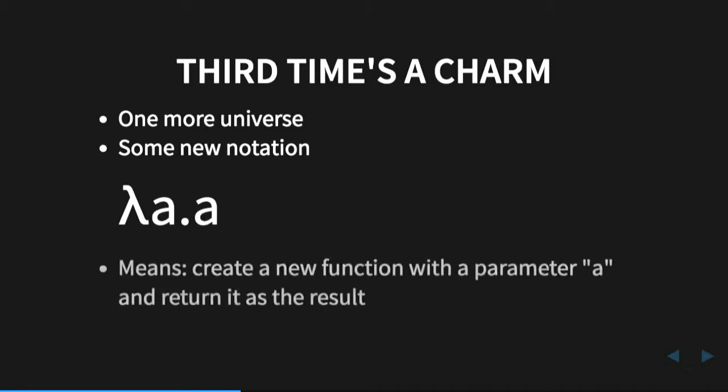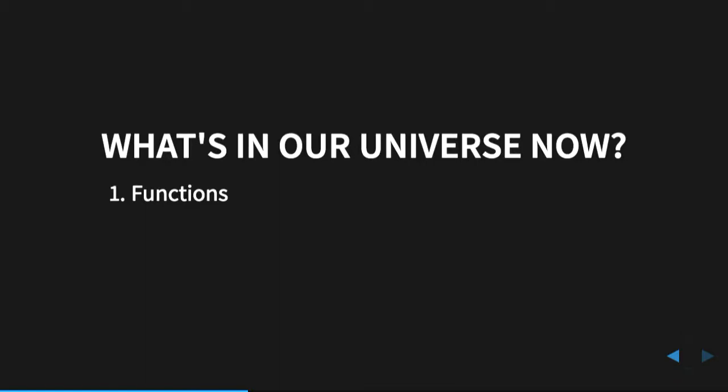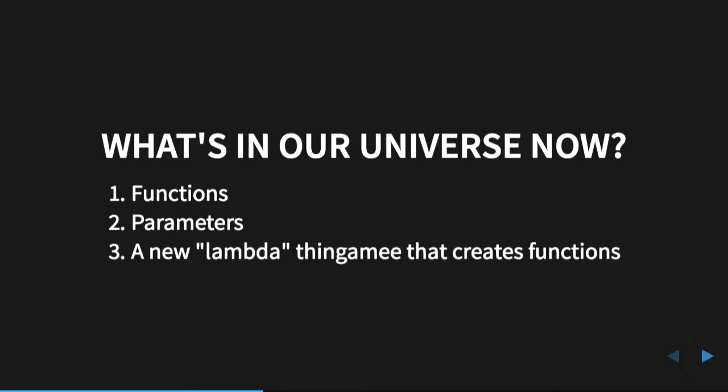So what's happening here? So this really means that we're going to create a new function with some parameter called a, and return it as a result. And that is fundamentally what that lambda notation means, is create a new function. In this notation, the dot that's sitting in there just serves to separate the parameter from the body. So there's nothing else mysterious that's happening with that. Maybe we could have used the space or something, but they've used the dot. So what's in our universe now? We've got functions, and we've got parameters. We've got this new lambda thingamy that creates functions for us.